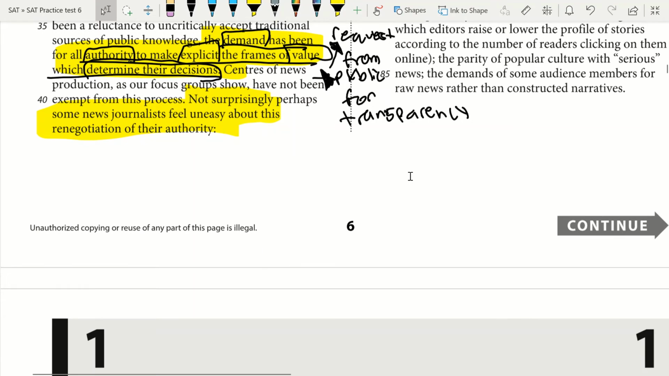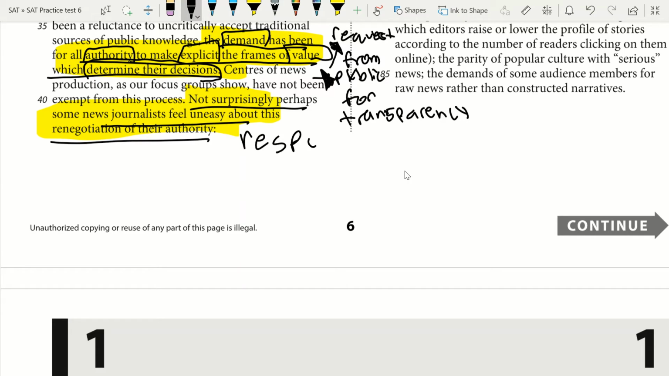Okay, so here we have, not surprisingly, perhaps some news journalists feel uneasy about the renegotiation of their authority. Okay, so this is showing me a response. So I talked about two days ago about cause and effect in the literature section, cause and effect on the social science section or on the history section, same thing. Anytime I see cause and effect, I want to make sure that I highlight that.